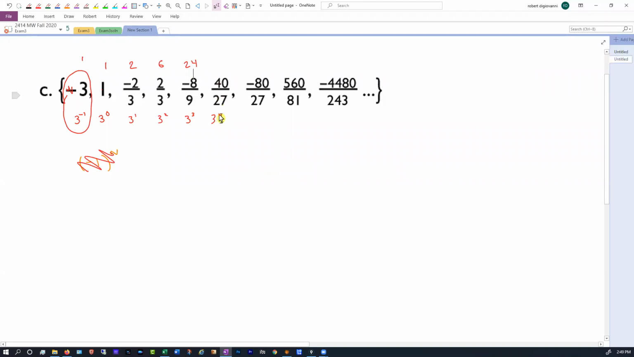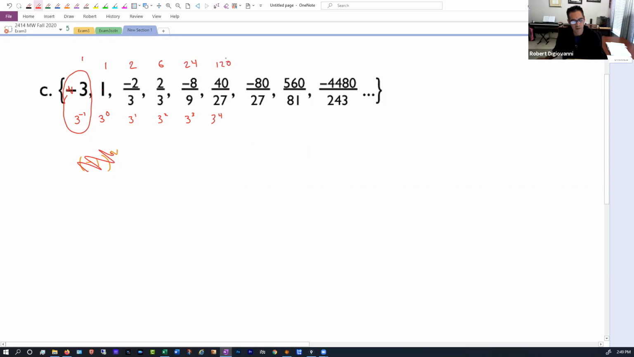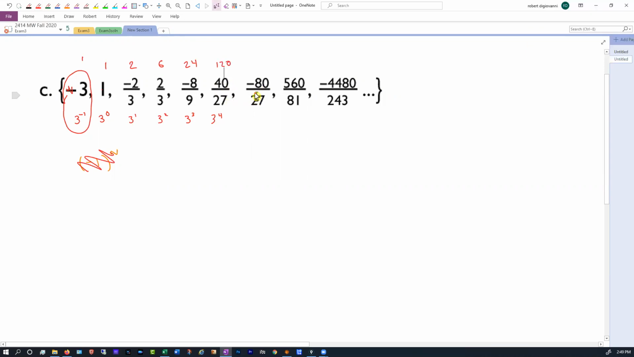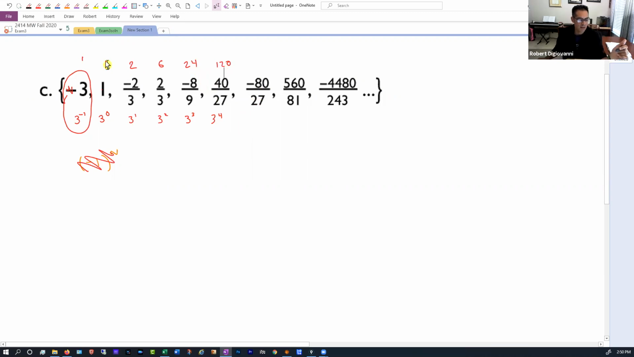Oh, and then this one, crap. Off by 3. So you'd have to have 120 up there. In my sequence, I thought it was 1 over 3. Yeah. Well, this sequence of numbers is factorial. 0 factorial is 1, 1 factorial is 1, 2 factorial is 2, 3 factorial is 6, 4 factorial is 24, 5 factorial is 120, and so on and so forth.